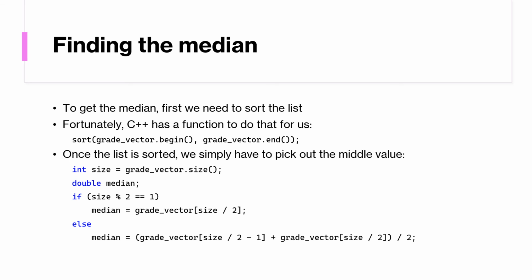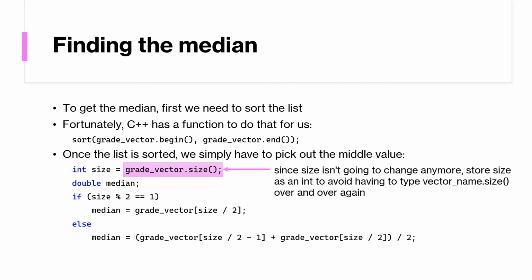Once the list is sorted, we simply have to pick out the middle value. The first thing I'm going to do is, since size isn't changing anymore, store grade_vector.size as an int called size to avoid having to type grade_vector.size over and over again. That's just me being a lazy programmer, but it also makes my code look a little more readable in this case.